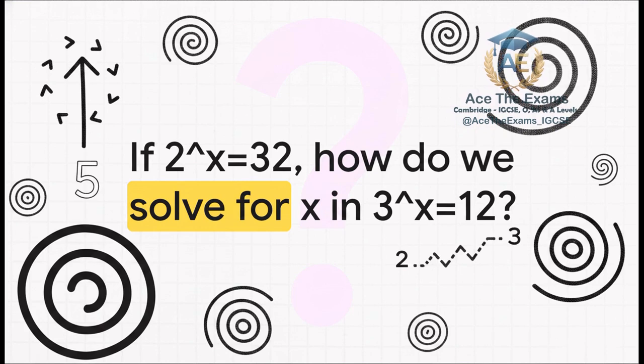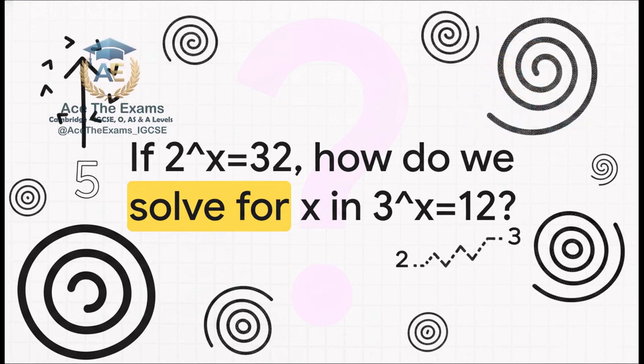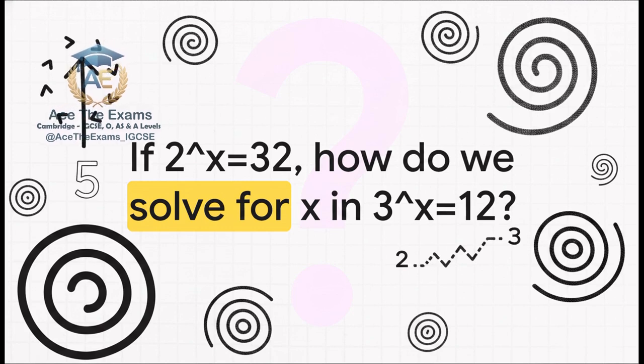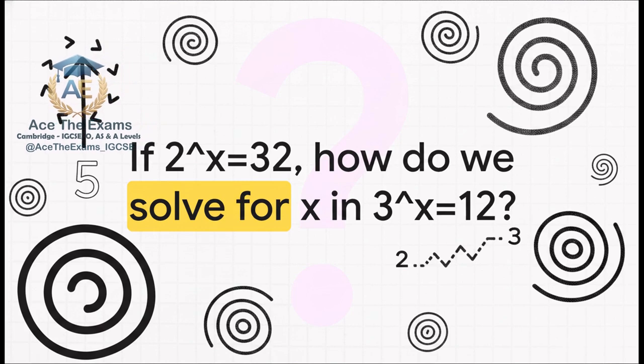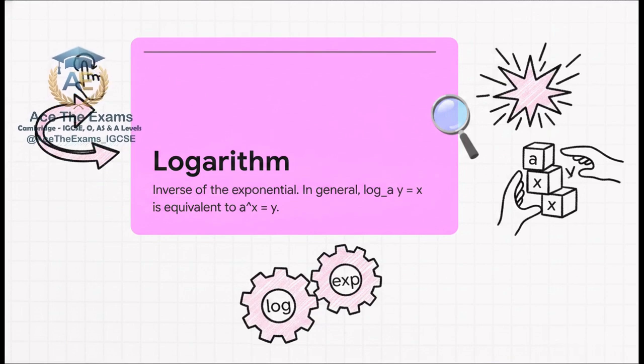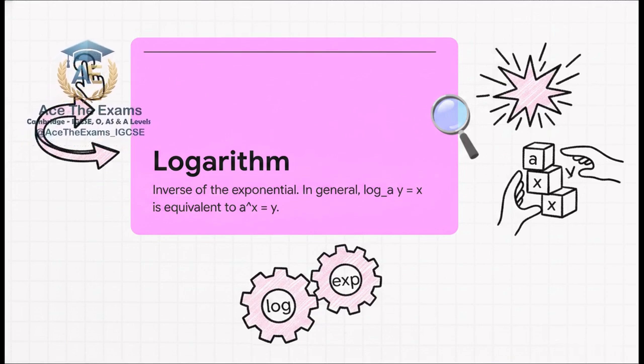But what about 3 to the power of x equals 12? We know 3 squared is 9, and 3 cubed is 27. So x has to be this messy, horrible decimal floating somewhere between 2 and 3. How on earth do we actually extract that exact x value in an exam? Enter the logarithm. This is your ultimate undo button for exponents.